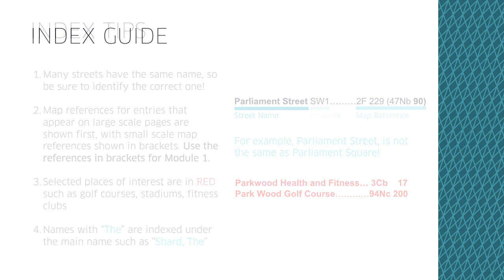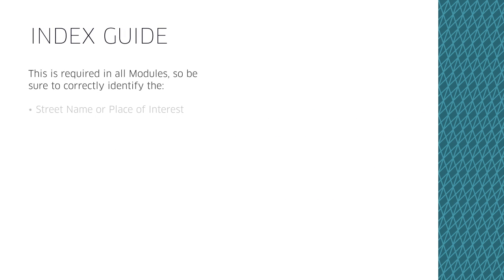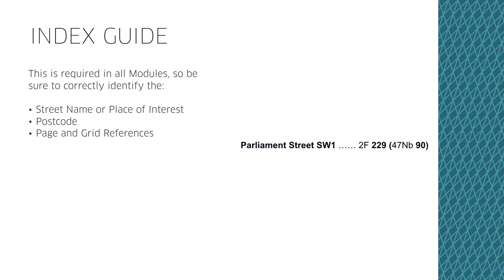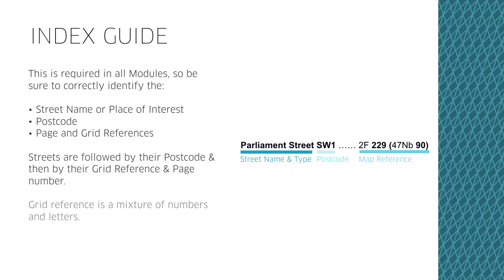Index guide. This is required in all modules, so be sure to correctly identify the street name or place of interest, postcode, page and grid references. Streets are followed by their postcode and then by their grid reference and page number, so the page number will be in bold.